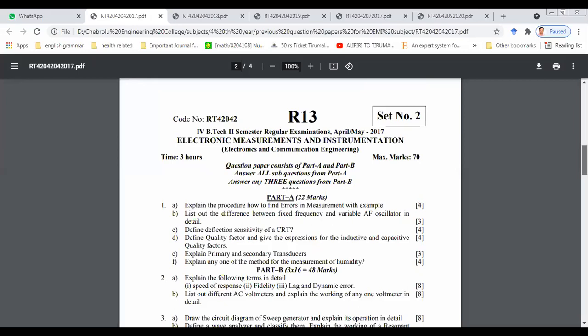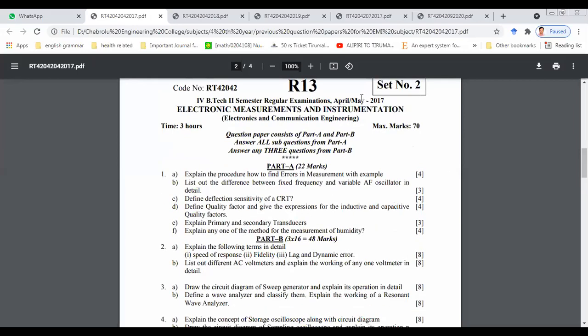And from set number 2, this is the April-May 2017 question paper. Define deflection sensitivity of a CRT. For a given number of divisions, how the waveform will be deviated, that will give the deflection sensitivity. I will provide this material for this one.